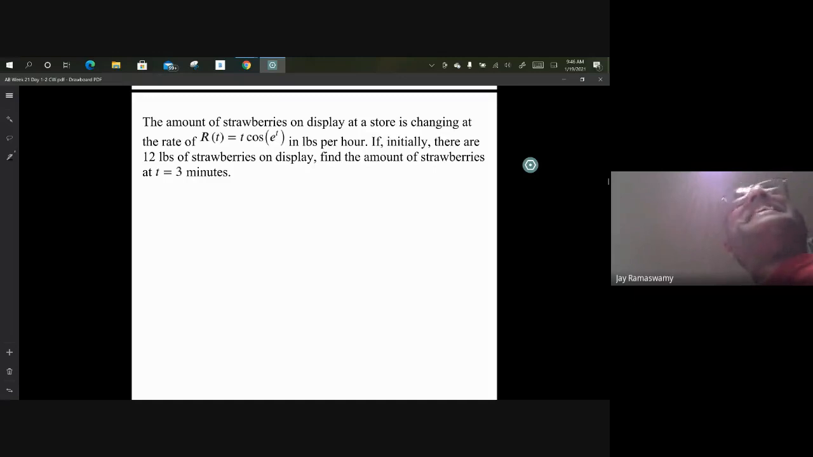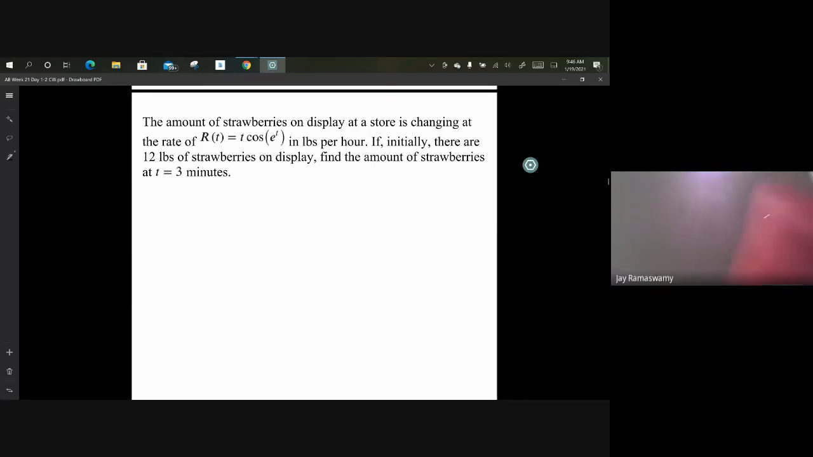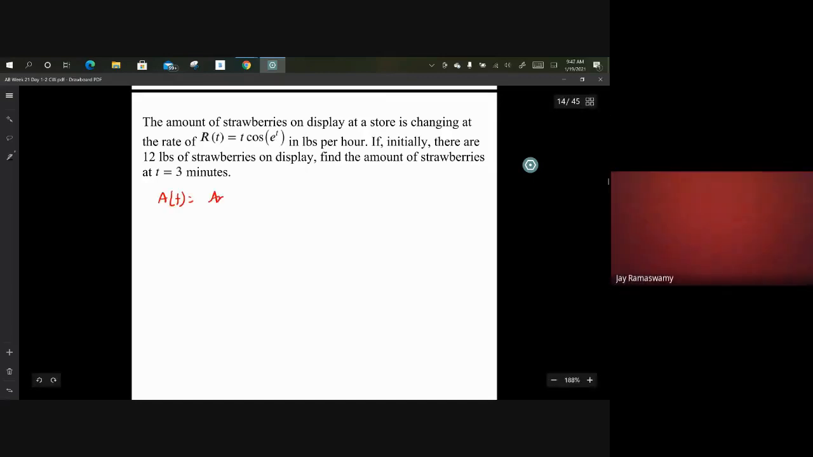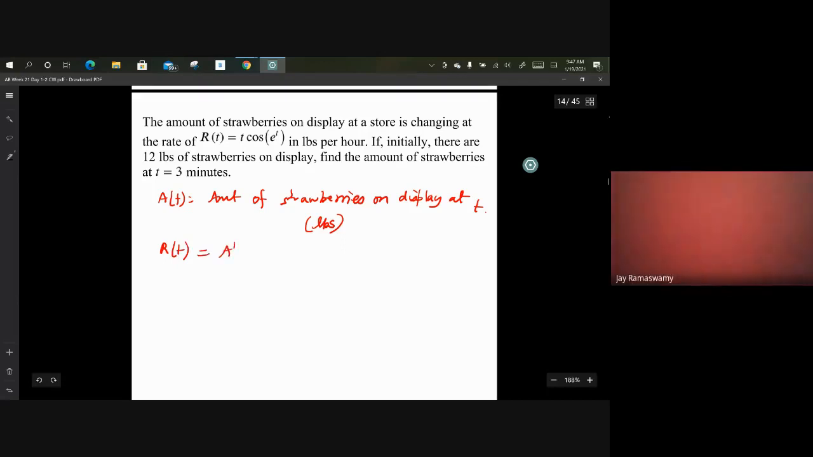Okay, moving on. It says the amount of strawberries on display at a store is changing at a rate of R of t in pounds per hour. It's true, Vasquez, I look at your time because I'm awake. Anyway, if initially there are 12 pounds of strawberries on display, find the amount of strawberries at t equal to 3 minutes. So let A of t be the amount of strawberries on display, measured in pounds. And A dash of t is the rate of change, R of t.